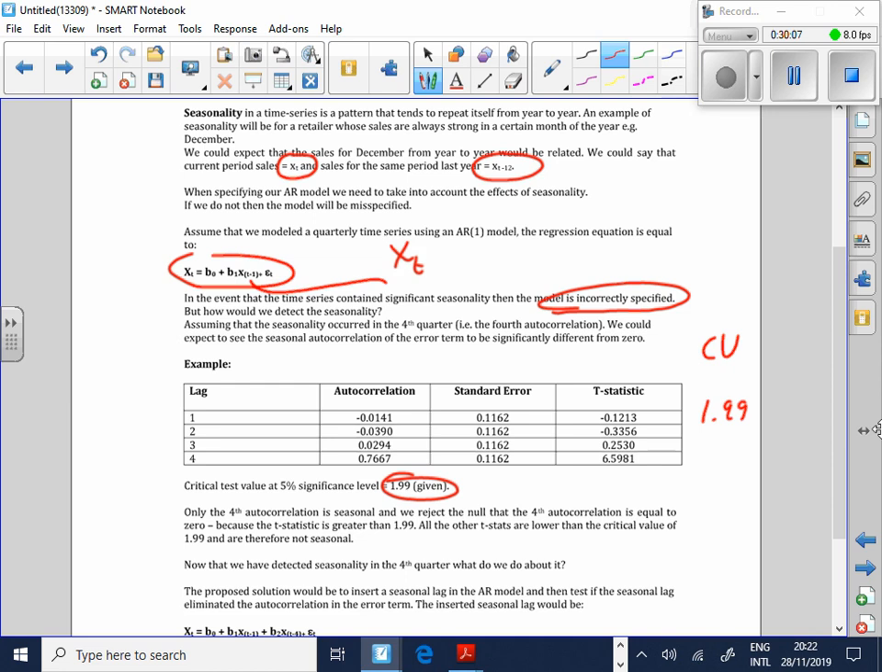Fourth quarter, Mike, can you see that? Okay, I'll read it to you. Only the fourth autocorrelation is seasonal, and we reject the null that it is equal to 0. Why? Because the t-stat at 6.5 is much, much greater than 1.99. Okay, all the other t-stats were fine, am I right? So these are probably not seasonal, am I right? And that's how you can pick up your data. You guys comfortable with that? Nice and easy. Okay.